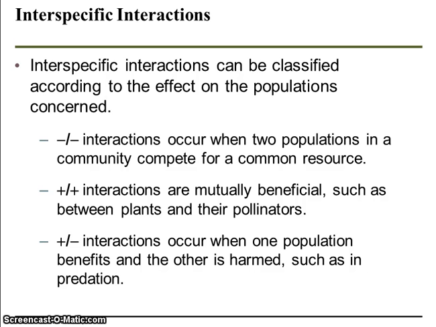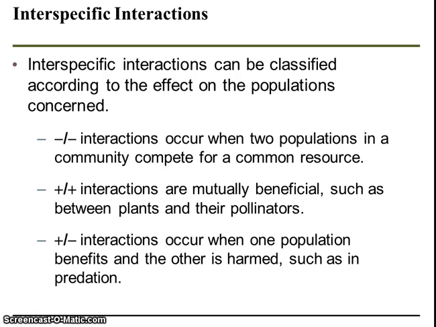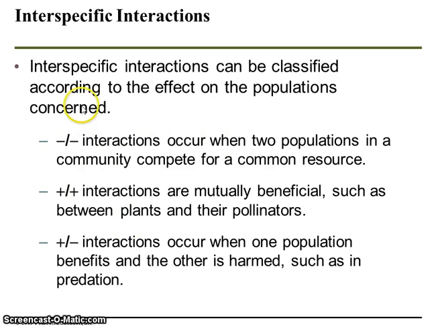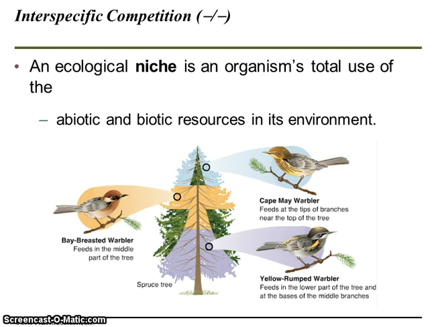So these can either be classified as positive or negative for each species. The minus sign means it's negative, the positive sign means it's beneficial. So you can have these negative interactions where both species are hurt by the interaction, like competing for resources. Or you can have positive interactions where both species benefit each other. Or you can have positive-negative where one species benefits and the other is harmed, like predation. So we're going to look at those different interactions.